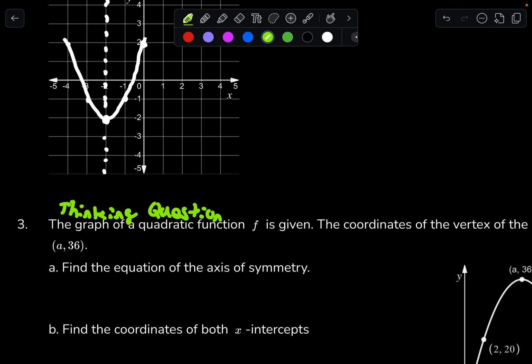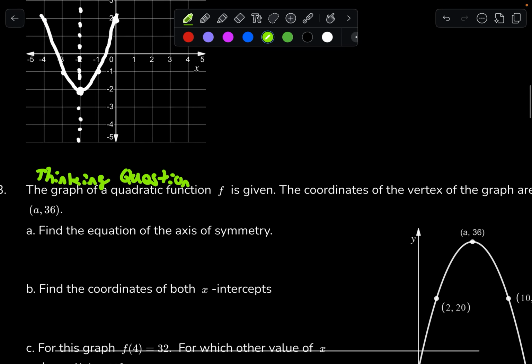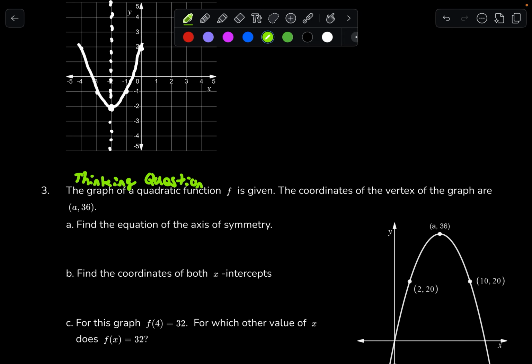It says the graph of a quadratic function f is given. The coordinates of the vertex of the graph are a, comma, 36. Okay, we don't really need to know the y value. It's nice to know it's 36, but we don't know what the x value is. This is the axis of symmetry.